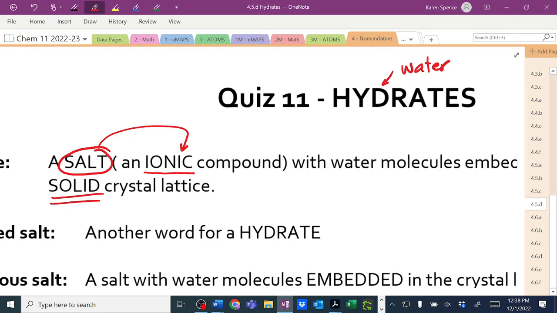Is this still a solid? Yes. I mean, look at it. Does it look like it's a liquid? Is it flowing? No. This is still a solid, but it has water embedded inside the crystal lattice structure. Okay? So it's an ionic compound with water attached.